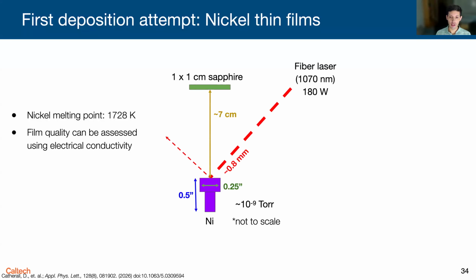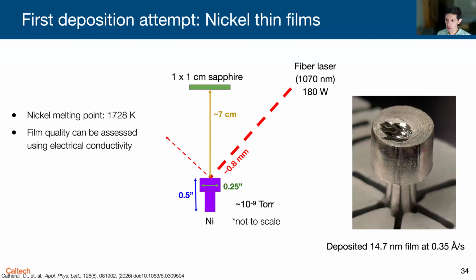Okay, so we deposited onto sapphire. For this case, we used 180 watts of 1070 nanometer power, continuous wave. That was focused to about 800 microns on the pellet. You can see afterwards that we melted that region so that we definitely did something. We deposited 14.7 nanometers at about a third of an angstrom per second. And that's a pretty typical value for evaporative techniques.